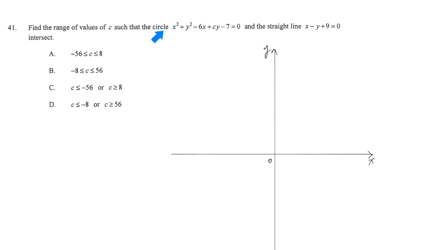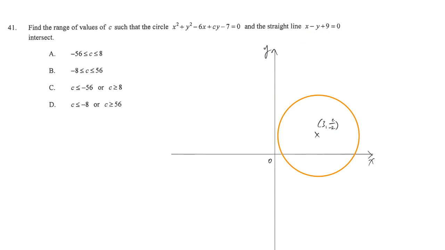There is a circle, and with the formula here you can get the center or radius in terms of c if you like. At this moment we only know that the center x coordinate is 3, while the y coordinate we do not know exactly.